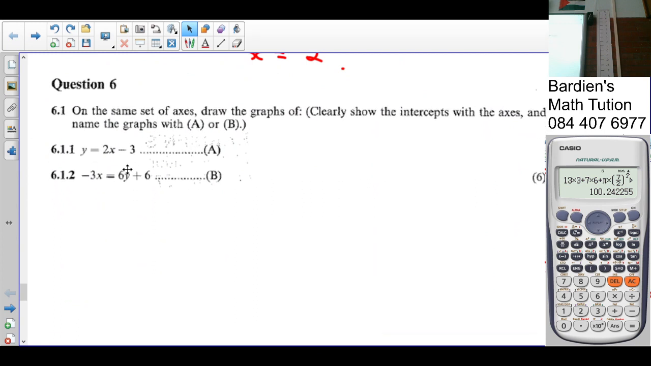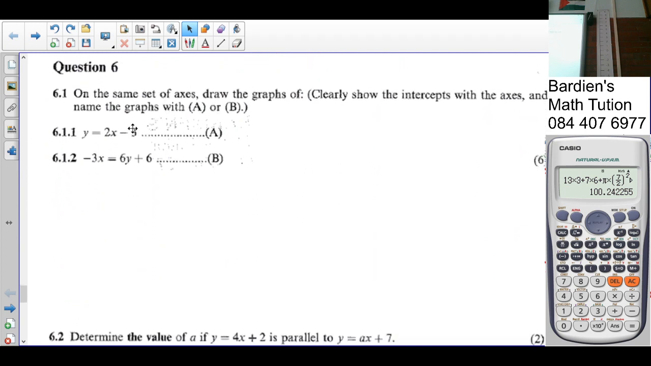People, question 6. Right, we're going to stop here today. Question 6 is a very, very important question for the upcoming exam. There's a lot of graphs in this paper, quite a bit more. So I'm going to give you a scope soon.